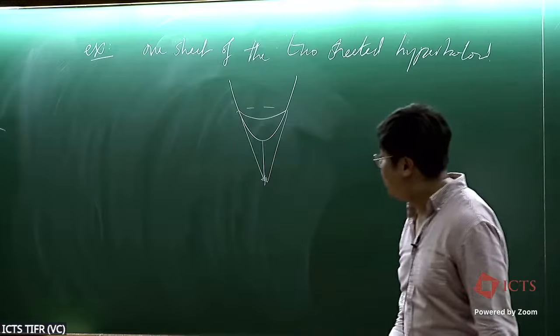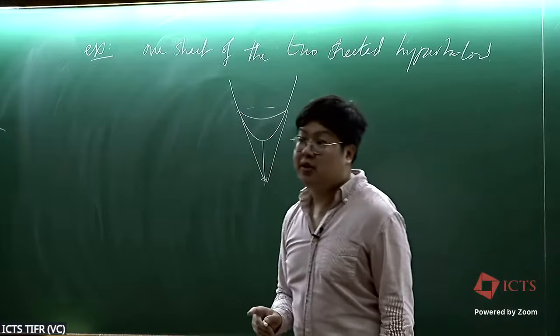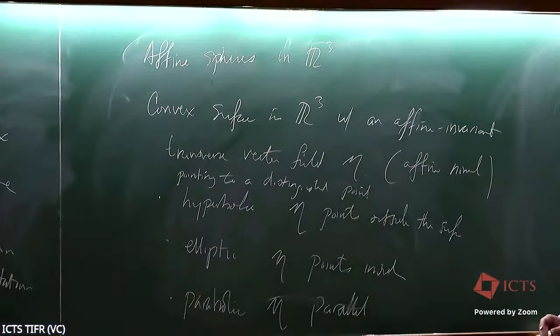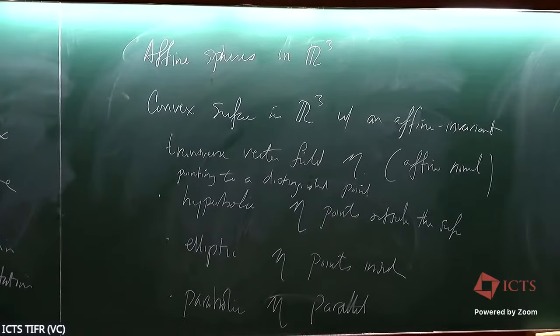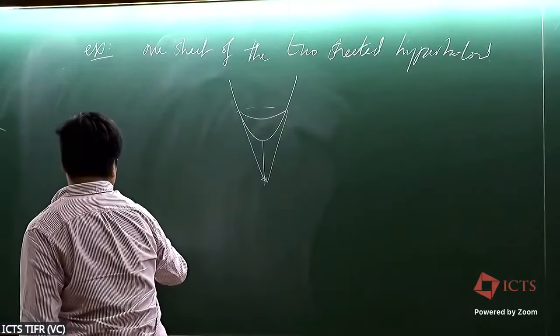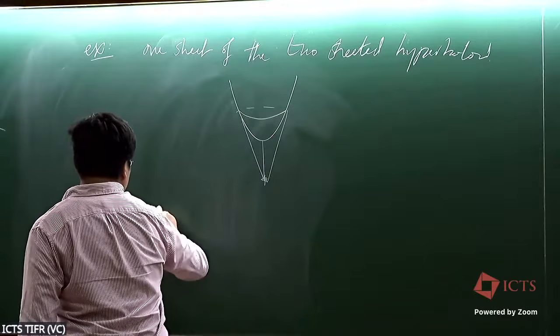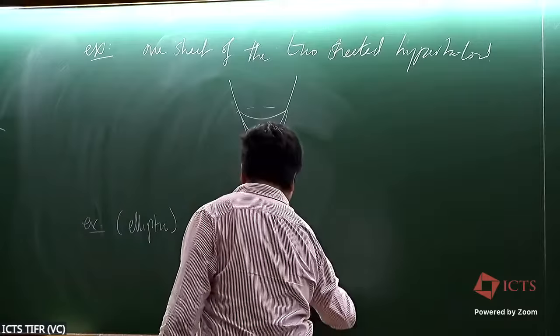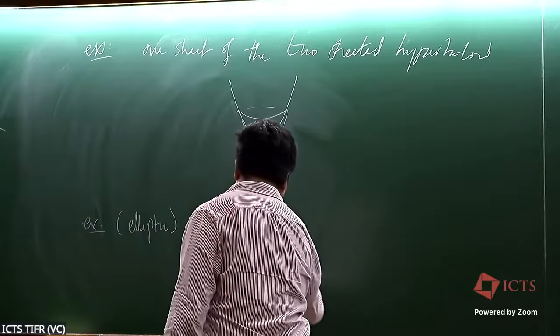Here's the hyperbolic affine sphere. Now for the elliptic affine spheres, it's probably a very natural affine sphere to study, and maybe the first example one should see when dealing with affine spheres. So the example for the elliptic ones is the ellipsoid. If I have an ellipsoid in R3, that's an example of an elliptic affine sphere.